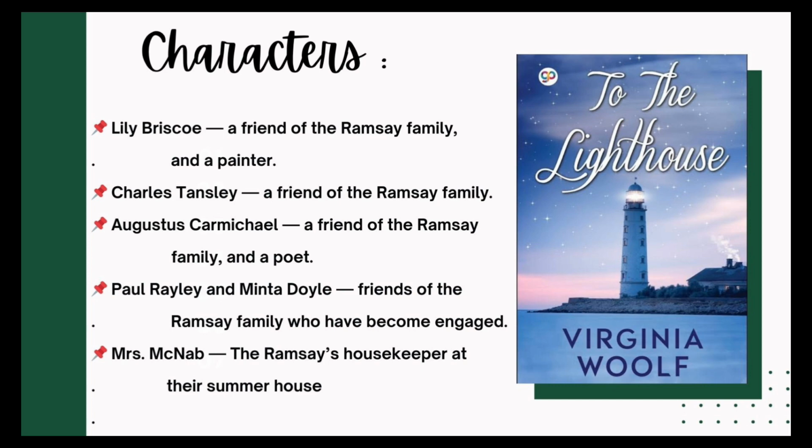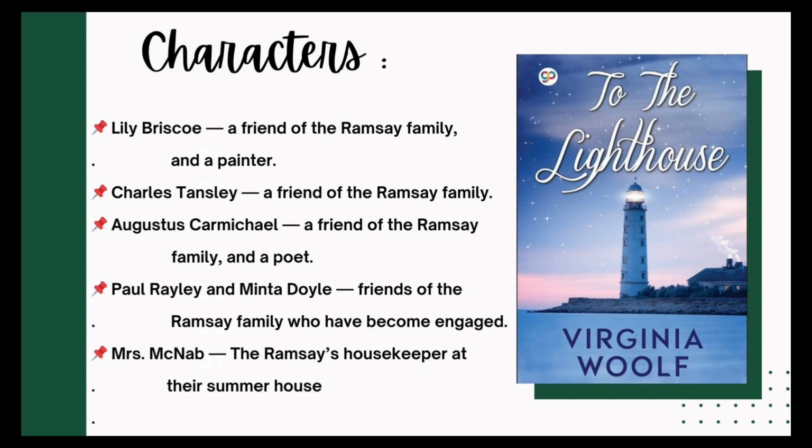Then the second is Charles Tansley, a friend of the Ramsay family. In part 1, Charles admires Mr. Ramsay's work as a philosophy professor and insults Lily when he says that women cannot paint or write. Then next is Augustus Carmichael, a friend of the Ramsay family and a poet. In part 1, at the Ramsay's dinner party, Augustus asks for a second bowl of soup, which angers Mr. Ramsay.